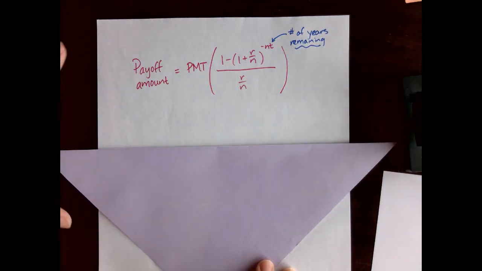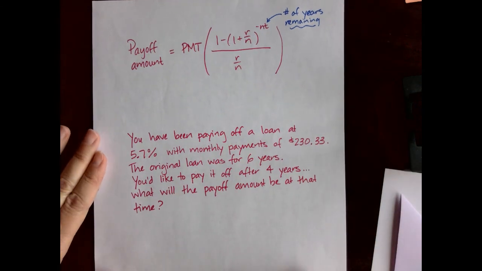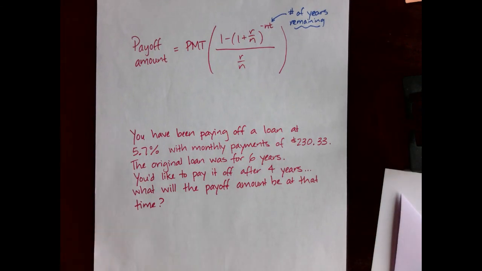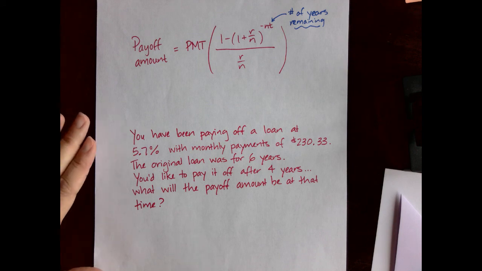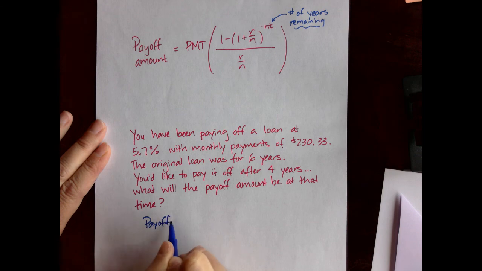So let's see how this works. Let's say that you have been paying off a loan at 5% interest with monthly payments of $230.33. The original loan was for 6 years, and then after 4 years, you decide you'd like to pay it off. What will that payoff amount be at that time? To make this happen, our payoff amount will equal, well, the monthly payment needs to sit out front. That's going to be a multiplier for us.